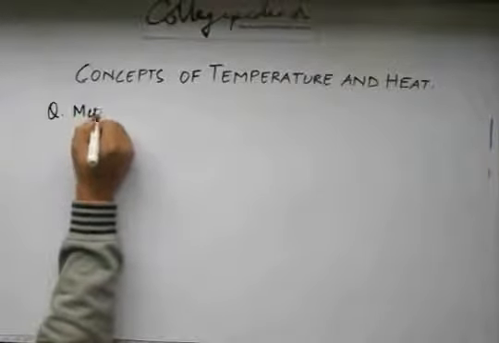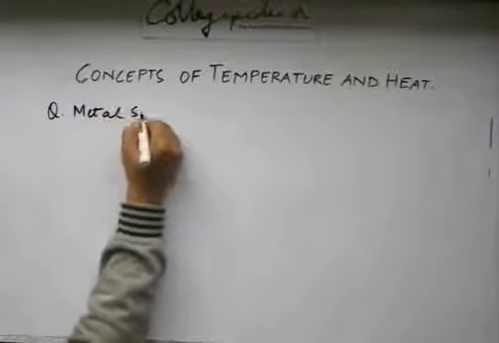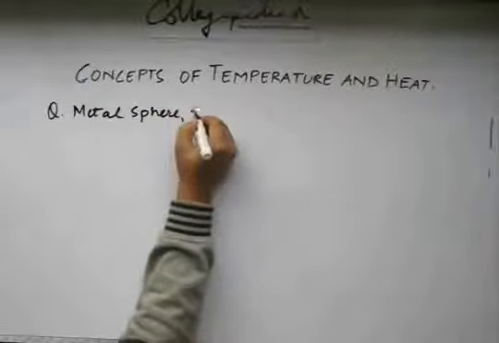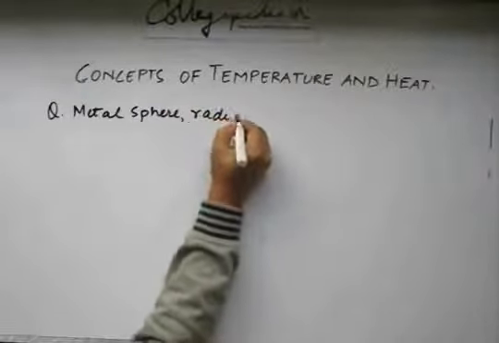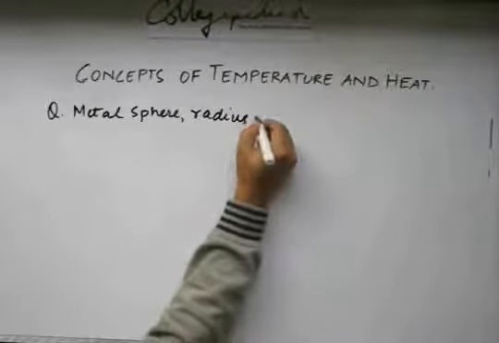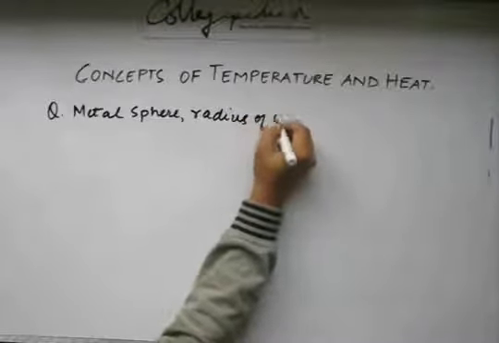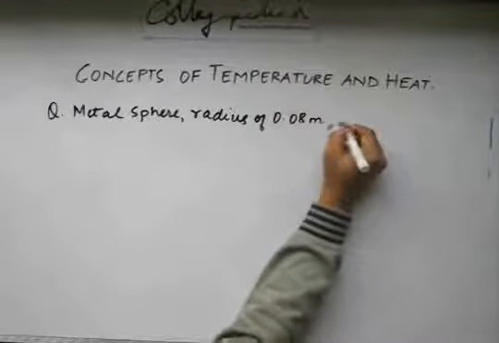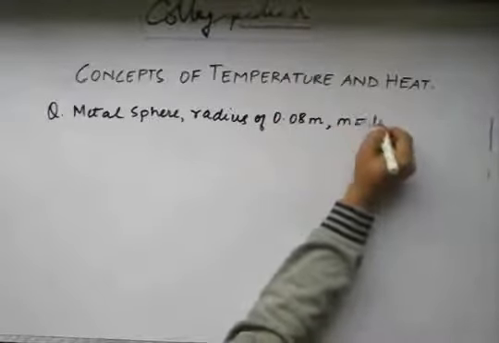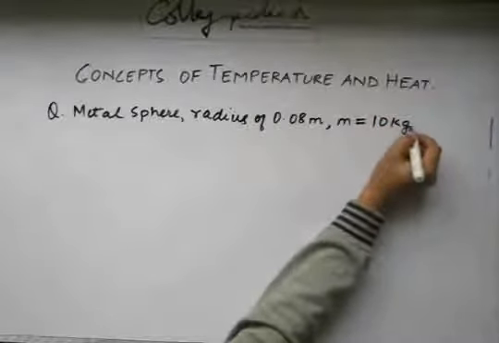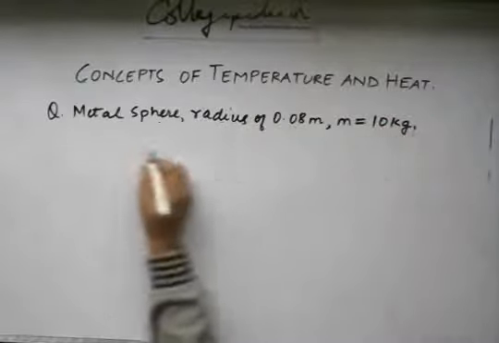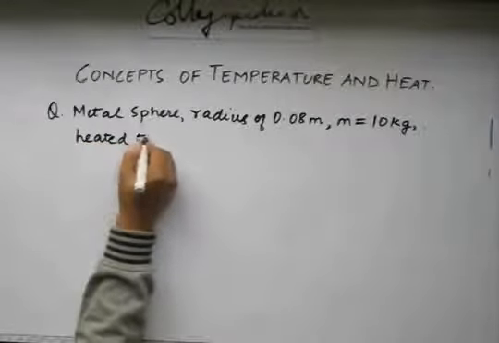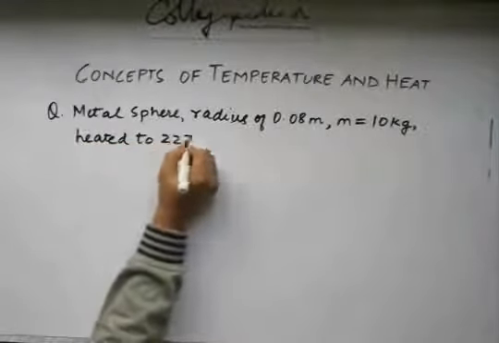We have a metallic sphere. Its radius is say 0.08 meters. Its mass is 10 kgs and it's heated to 227 degrees Celsius.